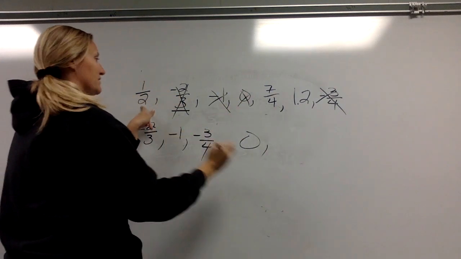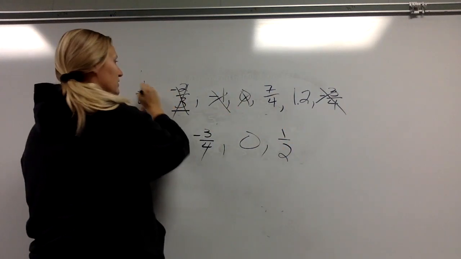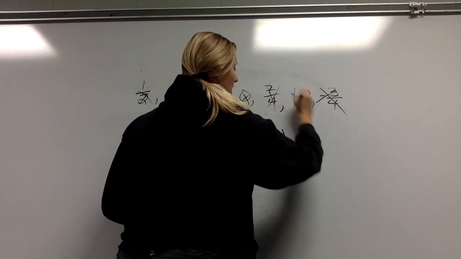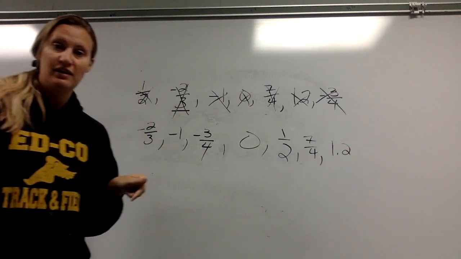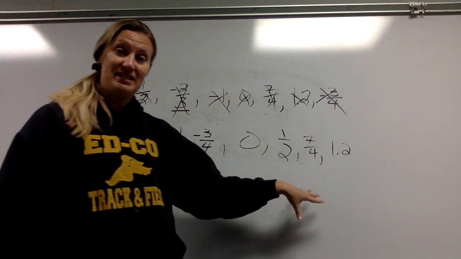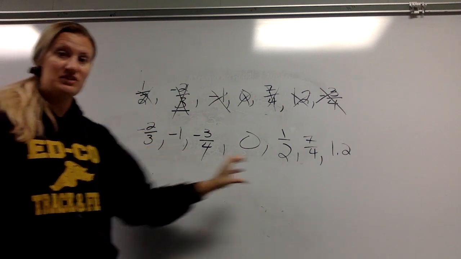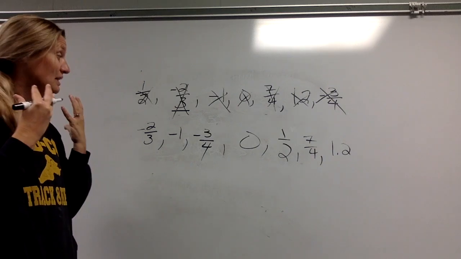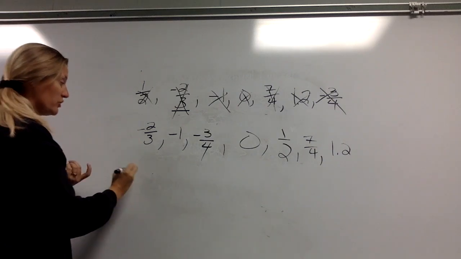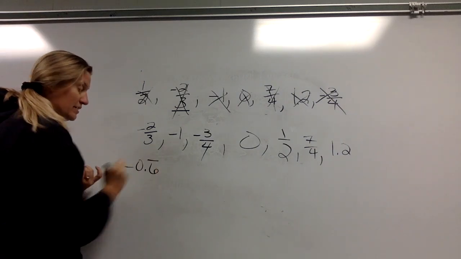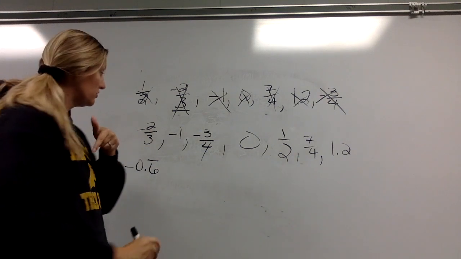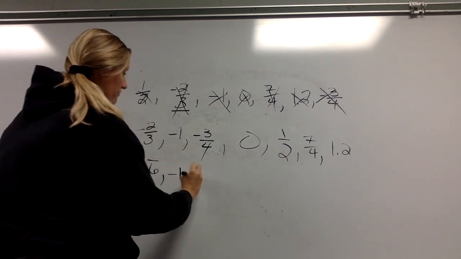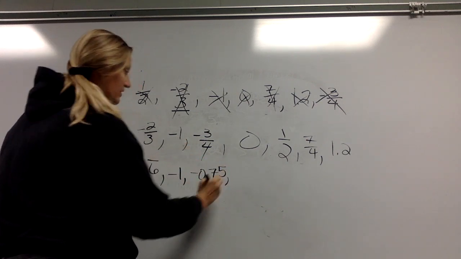Now I'm going to write my positive numbers. I have a positive 1/2, a positive 7/4, and a positive 1.2. So now I at least have the negatives on one side and the positive on the other. So now all I have to do is order the negatives and then order the positives. Again, I'm going to do that by changing these into decimals. So negative 2/3 becomes negative 0.6 repeating. I have that one memorized, but you can use the calculator. Negative 1 just stays negative 1. And negative 3/4 is negative 0.75.